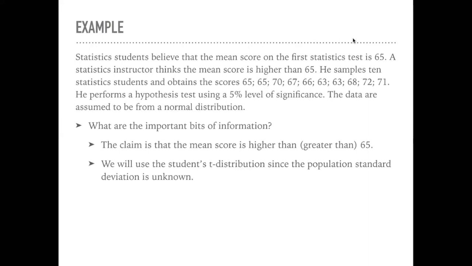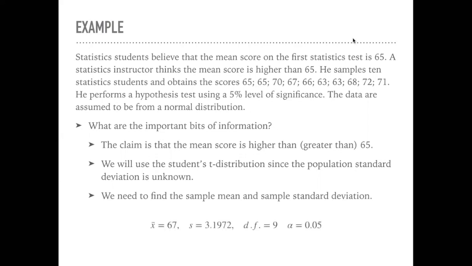And we know that we need to find the sample mean and the sample standard deviation in order to use our calculations here. So we go ahead and calculate the sample mean and the sample standard deviation. You can pause this and give yourself time to calculate them, so that we are practicing going through this. X bar is 67, S is 3.1972. Degrees of freedom is 1 less than your sample size, so degrees of freedom is 9. Your sample size here was 10, and then your level of significance was 0.05.